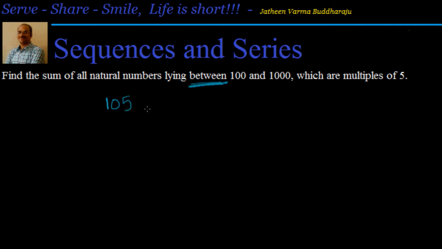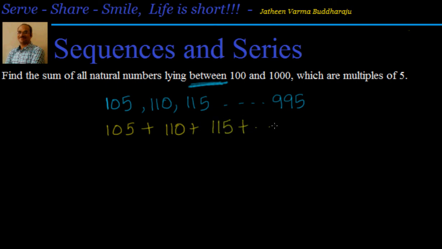What is the last multiple of 5 before 1000? It is 995. So this is the sequence I have, and the series is this: 105 plus 110 plus 115 plus so on up to 995. Now I have to find out the sum of all these numbers lying in between. You know the formula. Just now we have seen that.